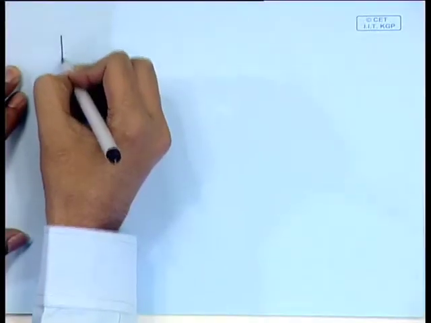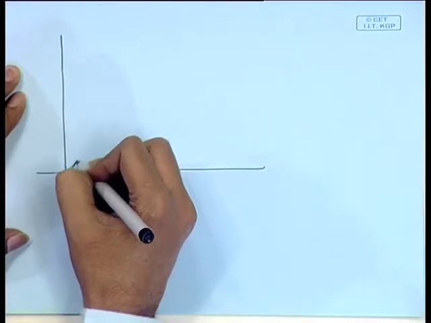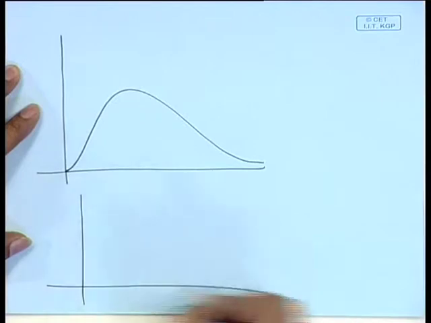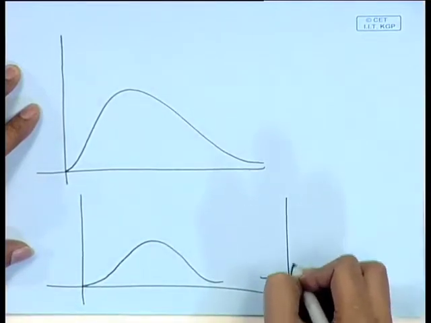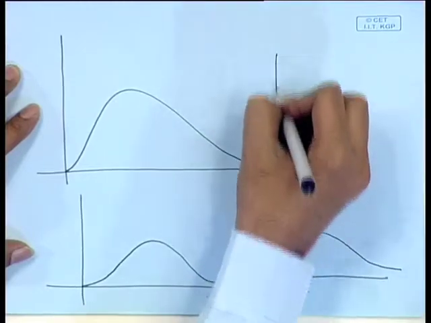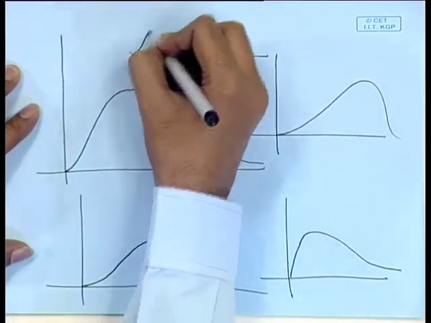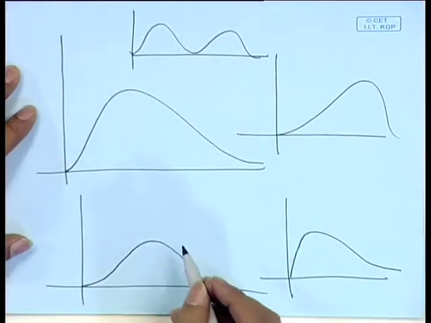A histogram, then the shape of the curves tells something about that. So, for example, if we draw a histogram and the curve is coming something like this, or a curve is coming like this, or like this, etc. So, let us look at these.